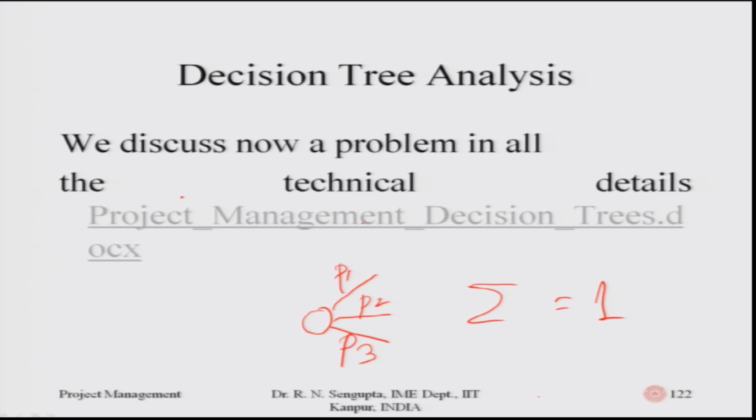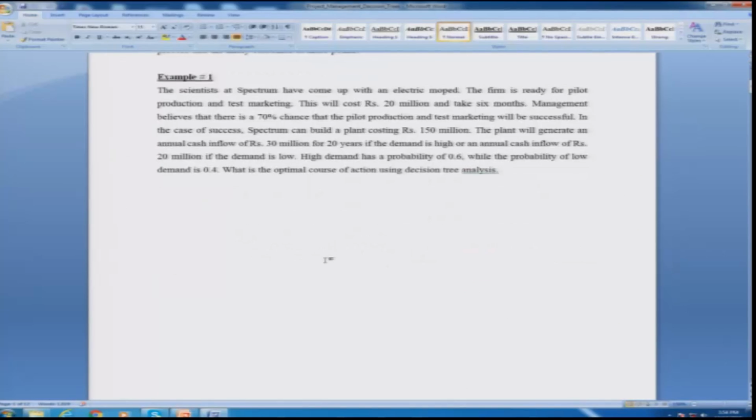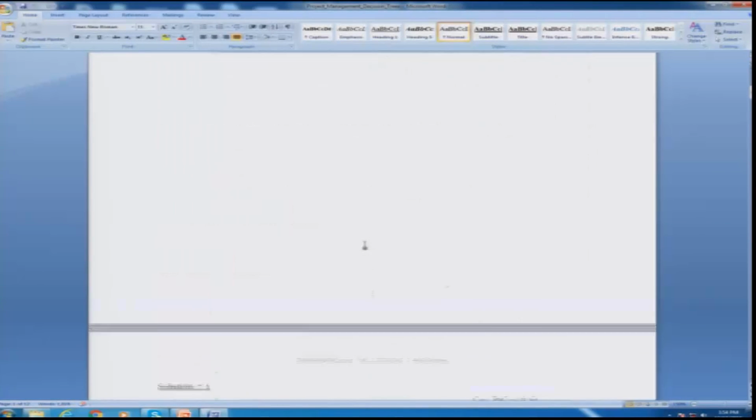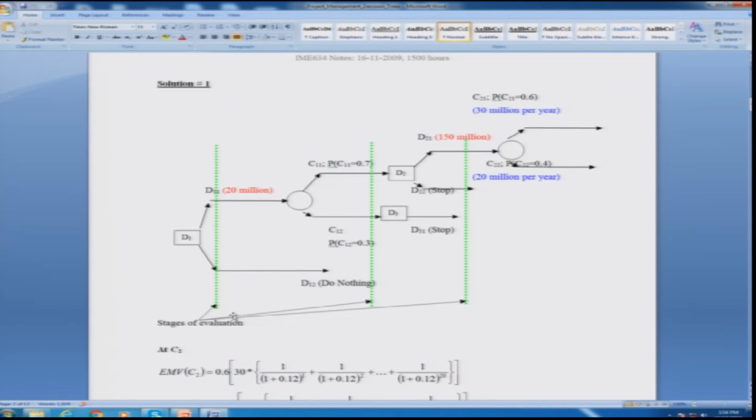So, again let me switch back to the decision tree problem. Now, if you read the problem and note it down on a piece of paper, based on that we will slowly proceed and draw the diagram. So, the diagram is like this. Stages of evaluation, if you remember, are the green vertical lines. So, this is say for example, stage 1, stage 2, stage 3, and the decision is like this: either you go or do not go, that means do not do anything.